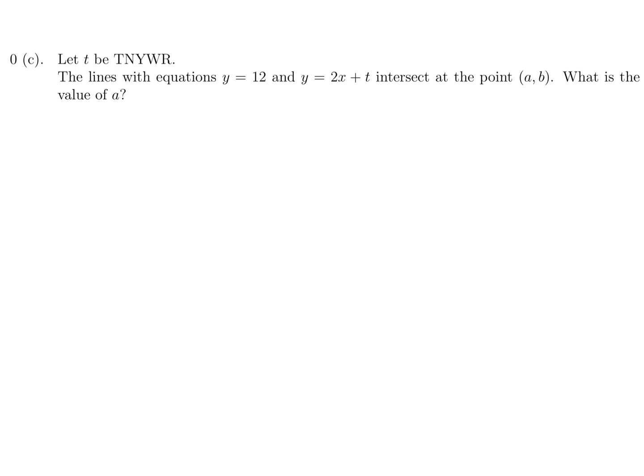Let t be the number you will receive. The lines with the equations y equals 12, y equals 2x plus t intersect at the point (a, b). What is the value of a? So t is the answer to the previous part, which was 4.